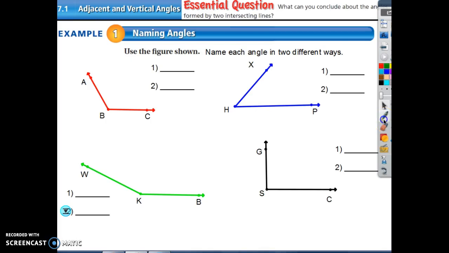Hello, today we're going to be discussing section 7.1, which is on adjacent and vertical angles. Our essential question for the day is, what can you conclude about the angles formed by two intersecting lines?